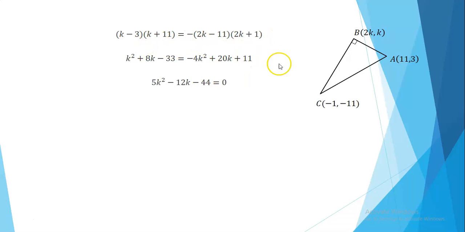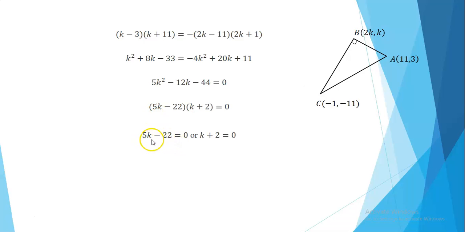Taking all values to the left, in other words, to get this -4k squared to the left hand side, you have to add 4k squared to both sides. That will give us 5k squared on the left hand side. We're going to minus 20k to get -12k, and then minus 11 to get -44. And now we can factorize and solve this equation. Factorizing, you'll get (5k minus 22) and (k plus 2) in brackets, all equal to 0.